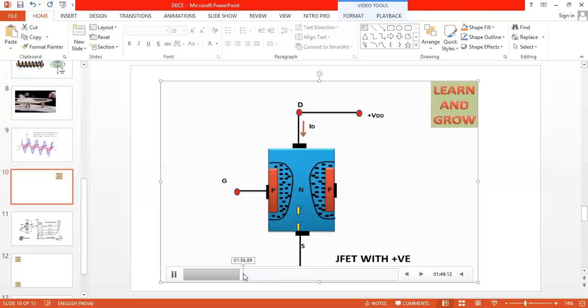Okay, electrons are moving from source to drain terminal. You can see in the animation here. Now everything is happening when the gate voltage is 0. When electrons are moving from source to drain, now the FET is on. When the FET is on, if you want to turn on any device, that device will be on.